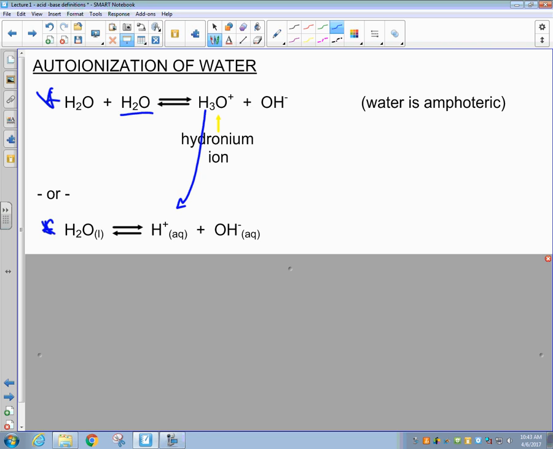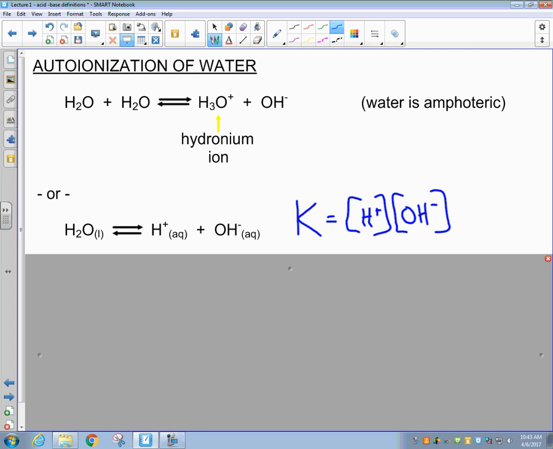Now, if I were to write an equilibrium expression for the second reaction listed here, we would have our K equals the hydrogen ion concentration times the hydroxide ion concentration. We don't include, again, the water because the water is in the liquid state and that concentration does not effectively change when we add or remove water from our system.